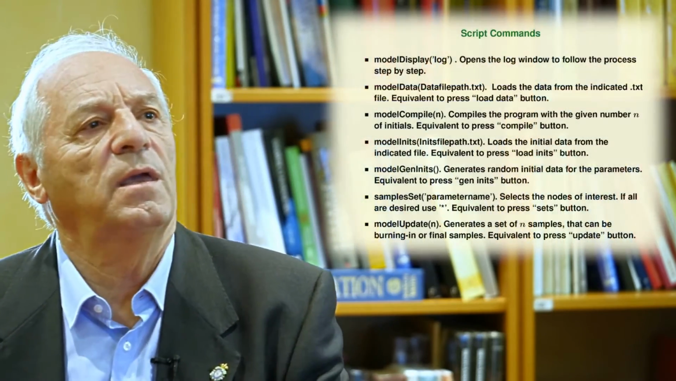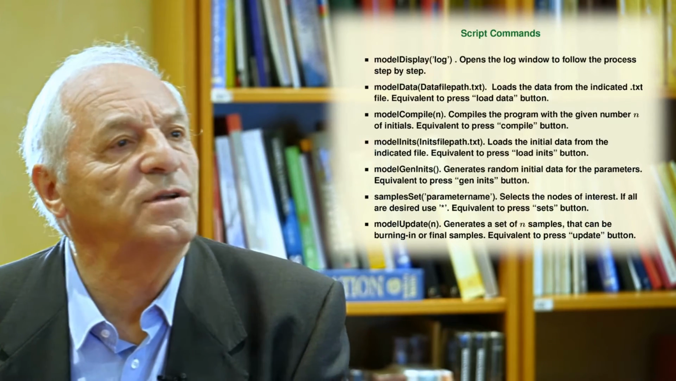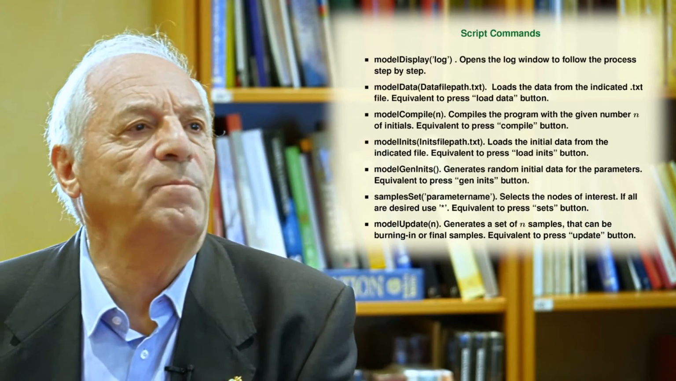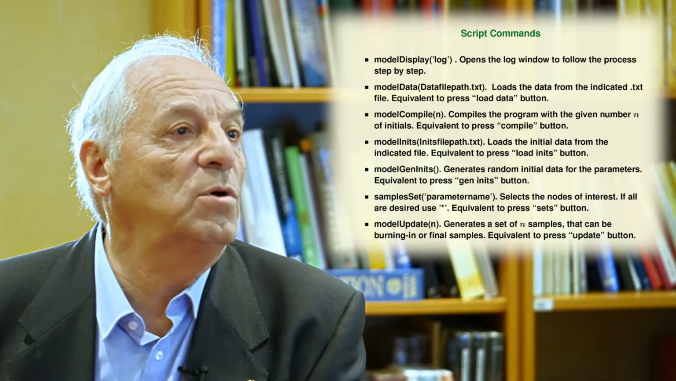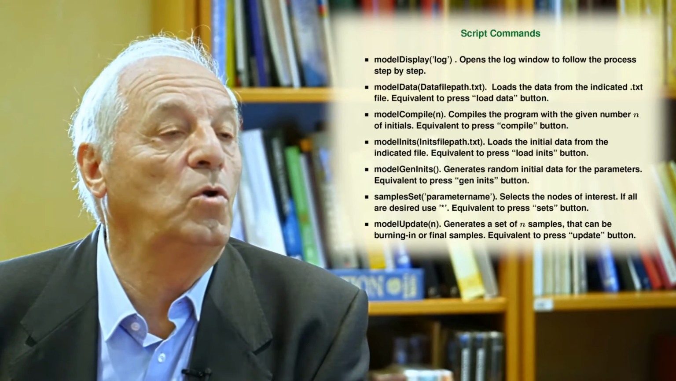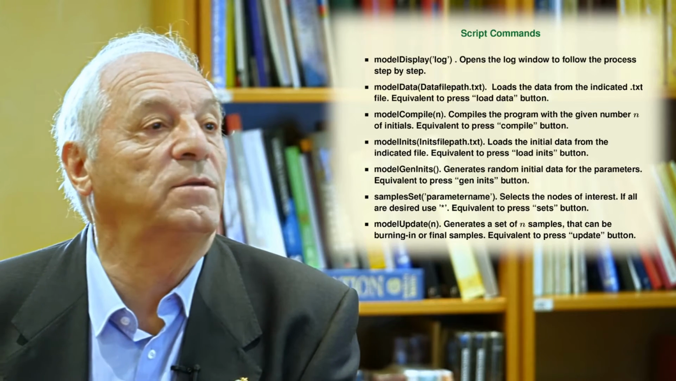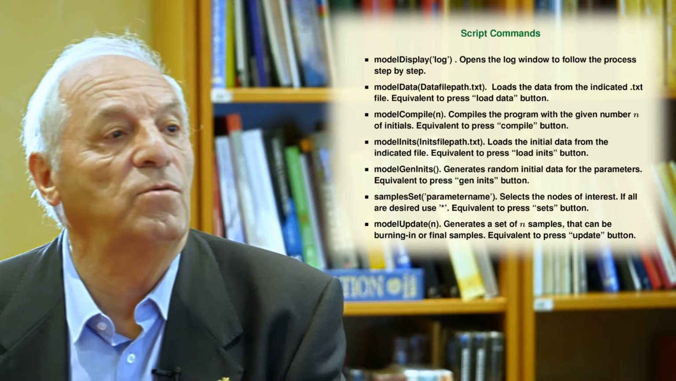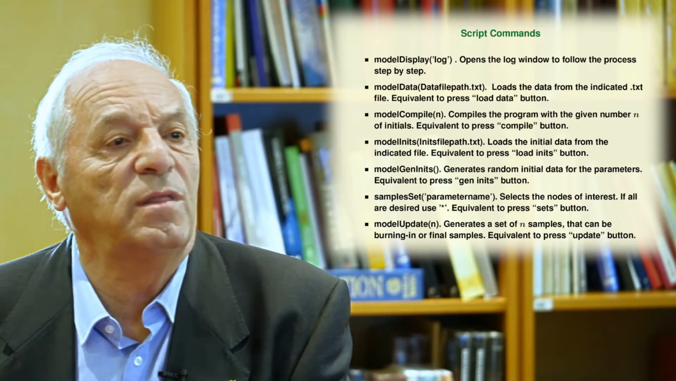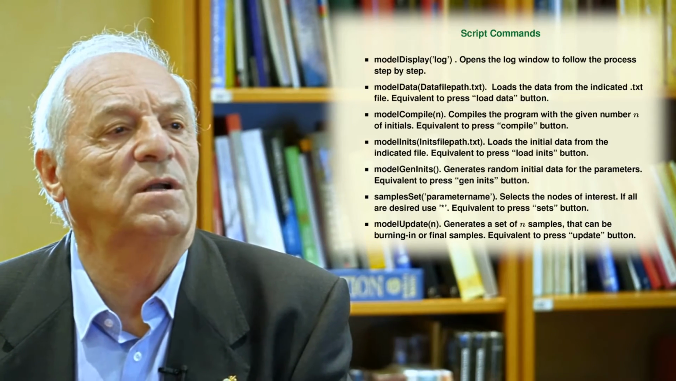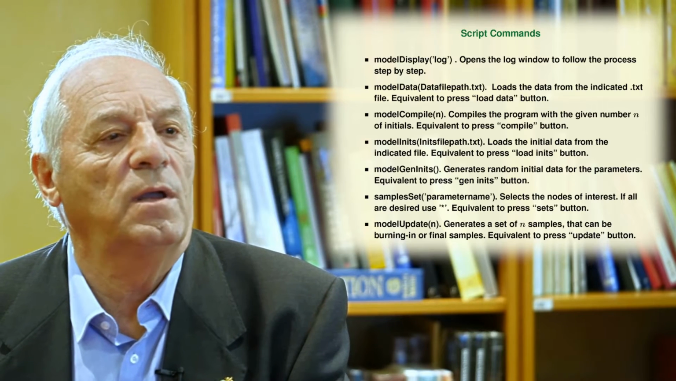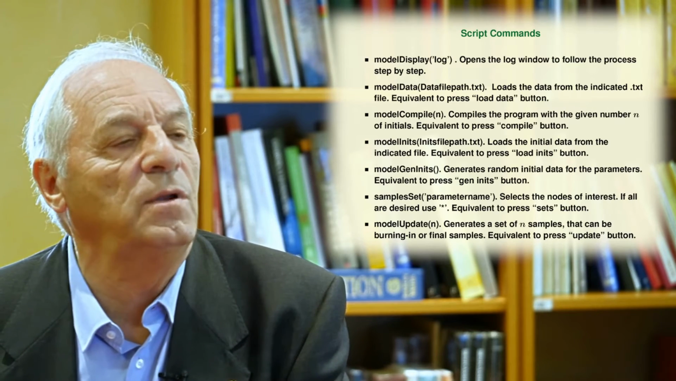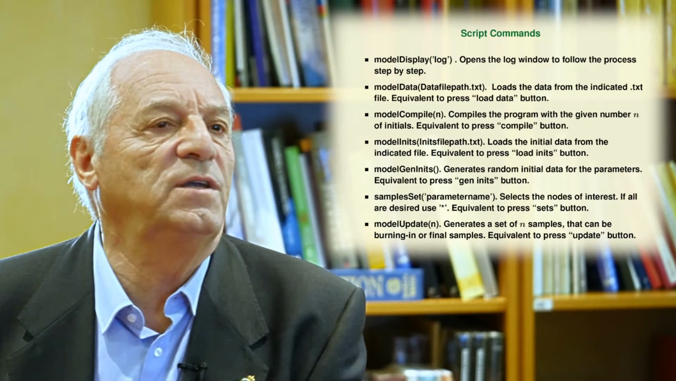For example, here you have the commands that correspond to different operations. To open the log window, we use the model display command. To load the data, instead of clicking the button, we use the model data command. To compile, instead of using the button, we use model compile, and the same with the load initial button, the get initial button, the set button, or the update button. You have a command for each of these operations, and you can do it very, very fast.